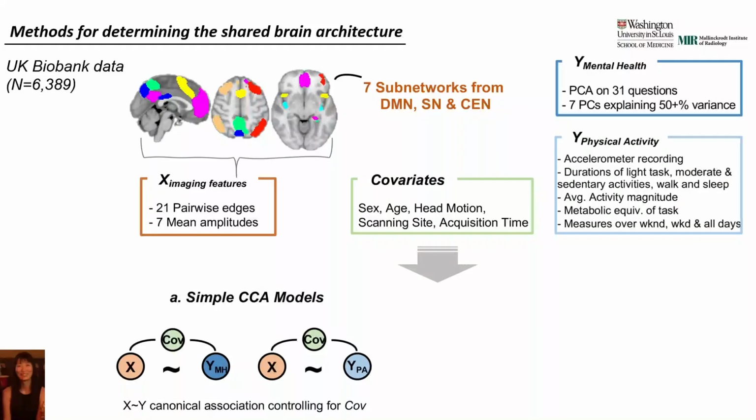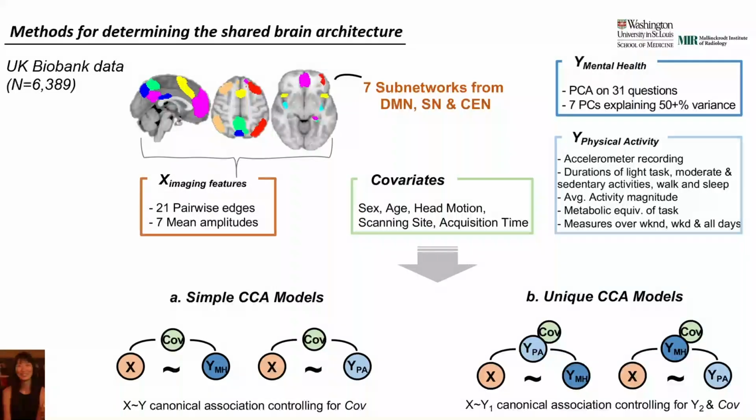The approach that we took was to use a canonical correlation analysis, and we performed separate models independently relating mental health to the brain measures, and then relating physical activity to the same brain measures. And in addition to that, we also did what we're calling unique canonical correlation analysis models, which are the same but essentially covariating out the other phenotypes. So when we're looking at the relationship between mental health and brain measures, we're treating the physical activity measures as covariates, and vice versa. When we're looking at the relationship between brain measures and physical activity, we're treating the mental health measures as covariates.